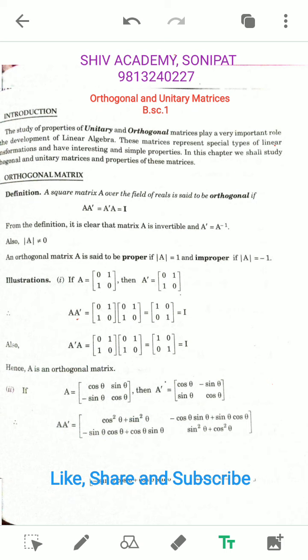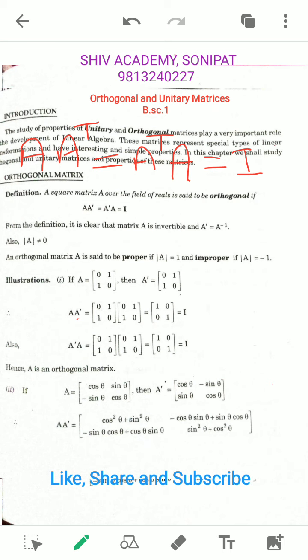Certain things are important for an orthogonal matrix. First of all, it should be a square matrix. Second, its entries should be real. And if we are having a square matrix over the field of reals, then we say that this matrix A is orthogonal if A transpose A equal to the identity matrix.